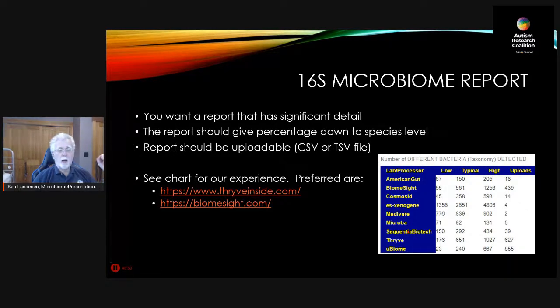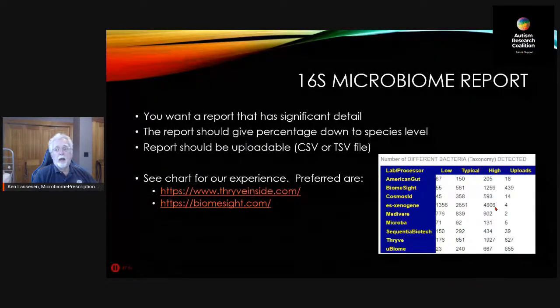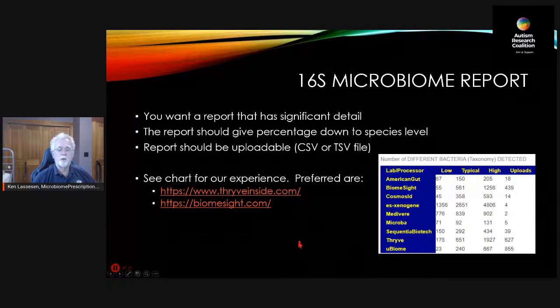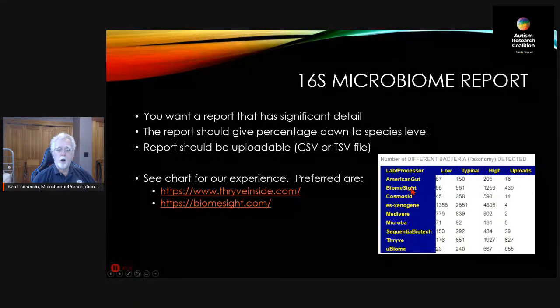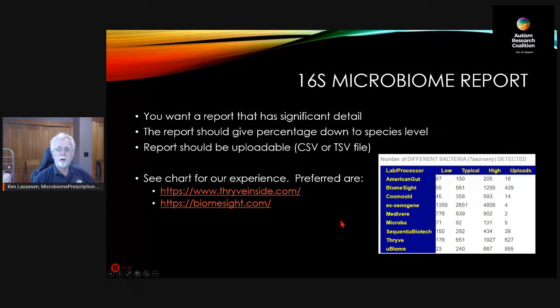So you get more information, you get more detail. Unfortunately, the additional detail doesn't buy you very much traction, because you will get a whole bunch of bacteria named, and if you try searching for information on these new strains, you may be lucky to find two articles on PubMed about them and nothing which is useful for treating it. So Thrive Insight and BiomeSight are generally the best trade-off for usable information.